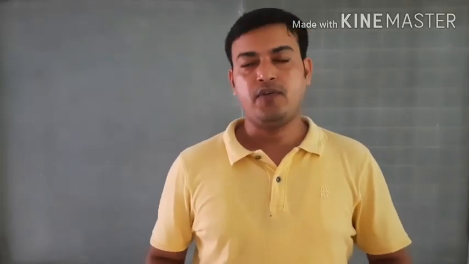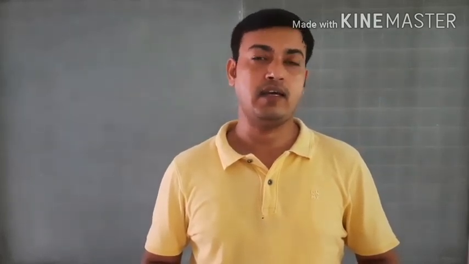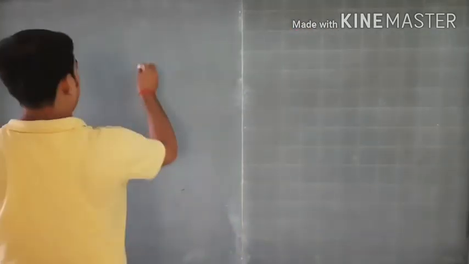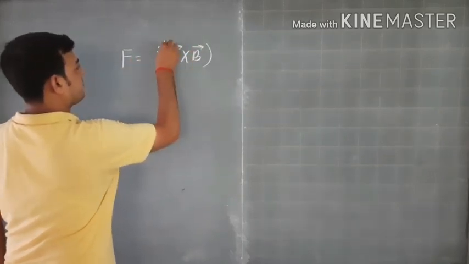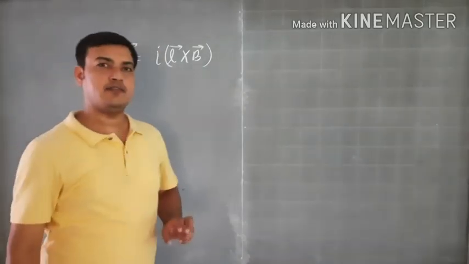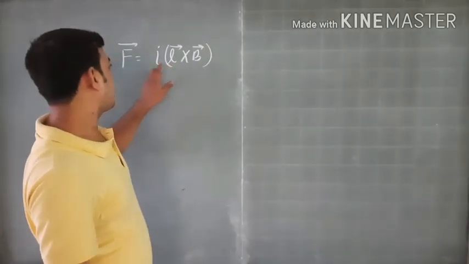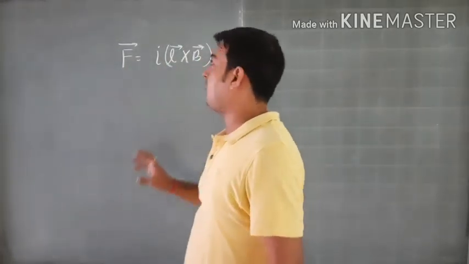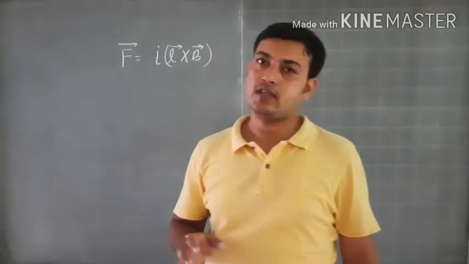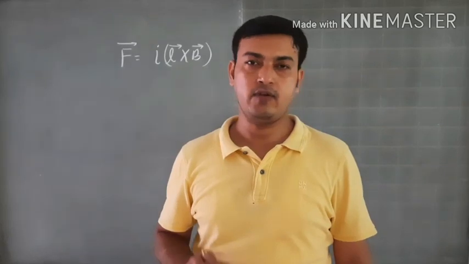Hello students. So far we have discussed that when a current carrying wire is placed in a magnetic field, it experiences a force, and the force acting on a current carrying wire is given by this formula: F equals I L cross B. This is the force that will act when a wire of length L carrying current I is placed in magnetic field B. Since it is a cross product of L and B, the direction of force can easily be found with the help of the right hand rule.